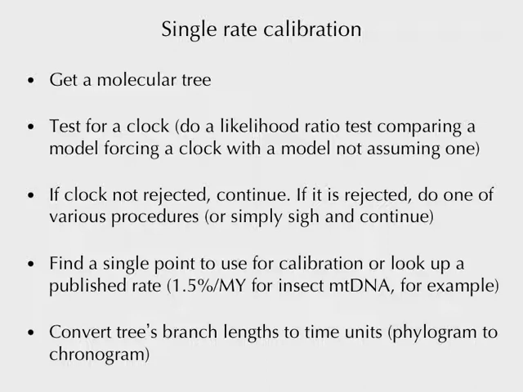So in practice, what do you do for single rate calibration? Okay, so first you get a molecular tree, and the tree might be something like this, where branch length is a proportional amount of change. Now I can do a likelihood ratio test. Comparing what with what? Knowing what we know about how we do these model comparisons now, how could I do that sort of test?